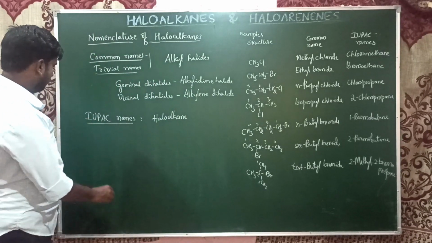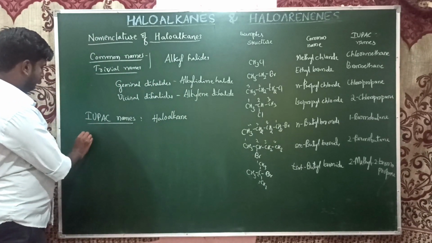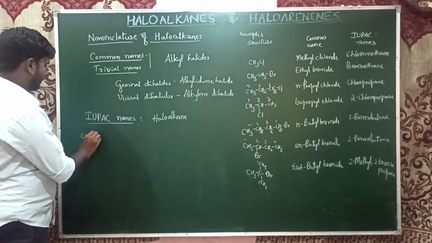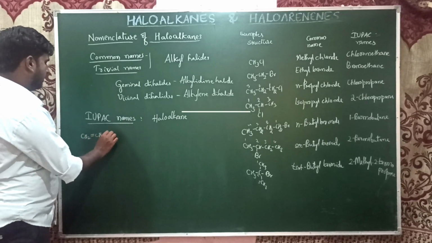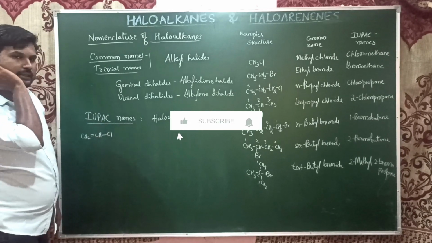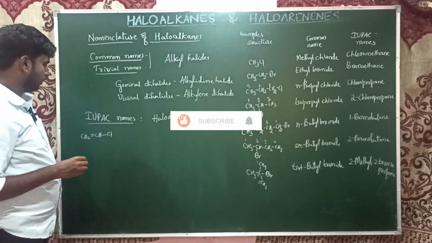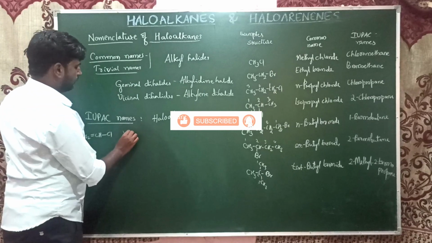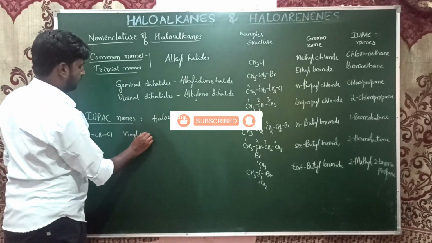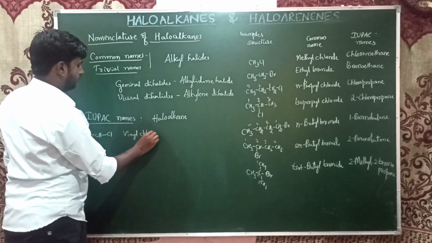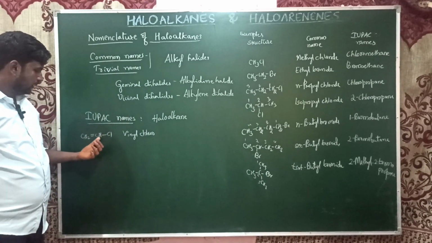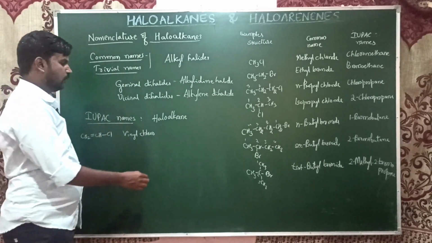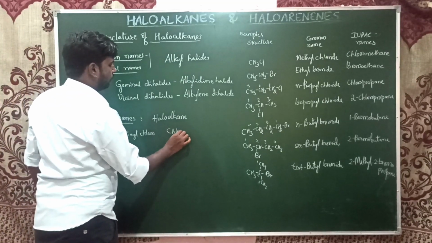If you see another example like this one, this is vinyl chloride. The common name is vinyl chloride. The IUPAC name: at the first carbon we have chloro, and it is ethene, so the IUPAC name will be chloroethene.